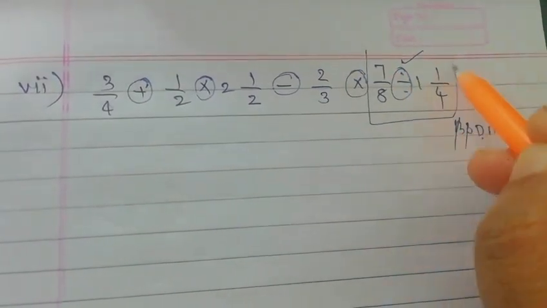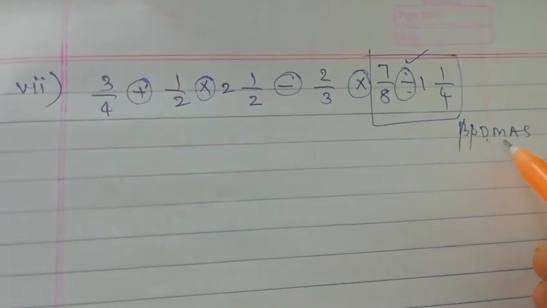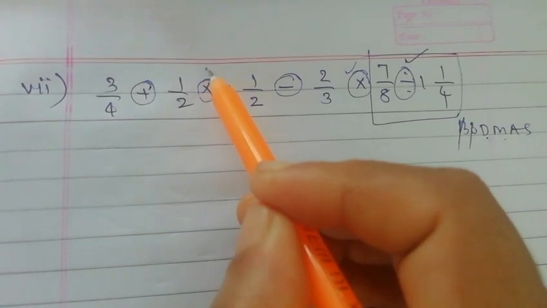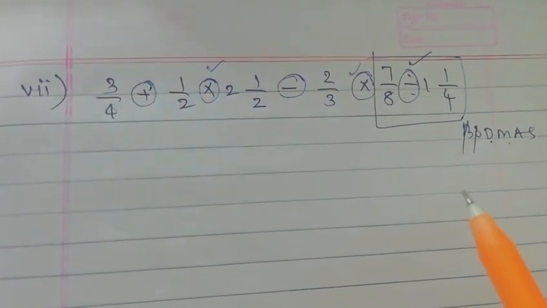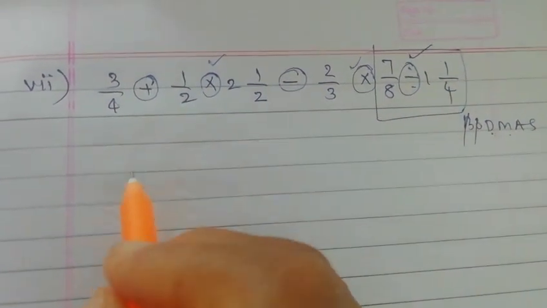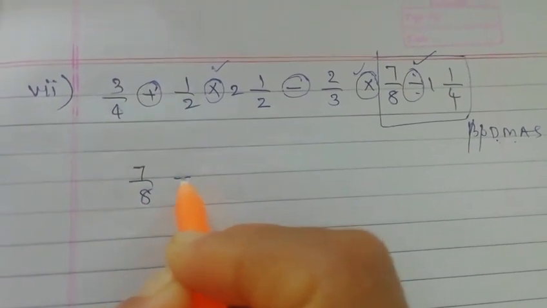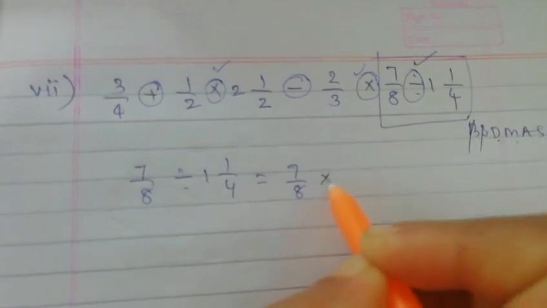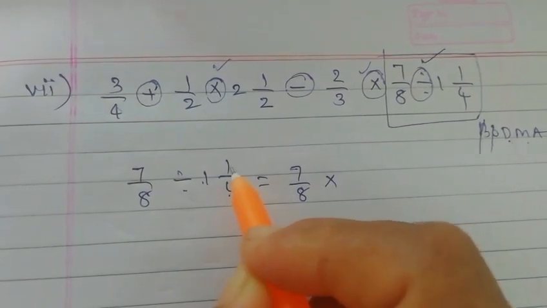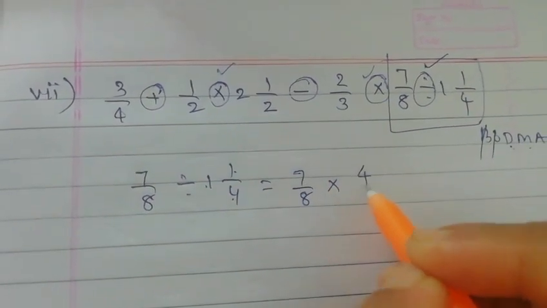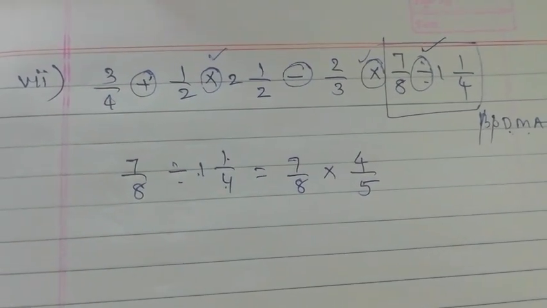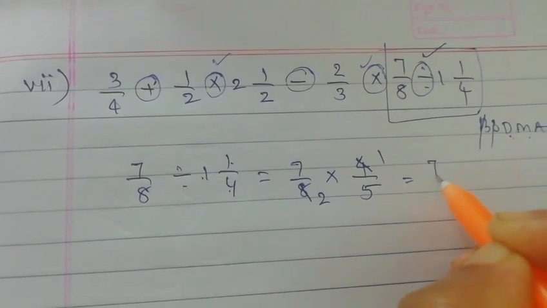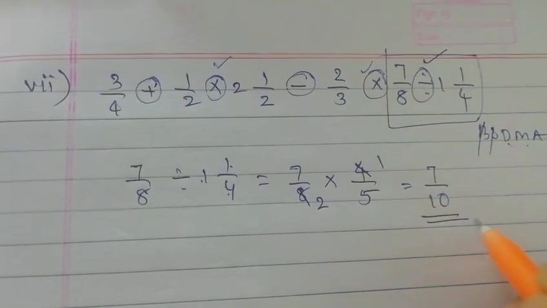So divide this first, then multiplication. Here is one multiplication, here is another multiplication. So 7 by 8 divided by 1 1 by 4. 1 1 by 4 is 4 plus 1, 5 by 4. Taking the reciprocal, 4 by 5. 7 by 8 into 4 by 5. 4 ones are 4, 4 twos are 8. This is 7 by 10.